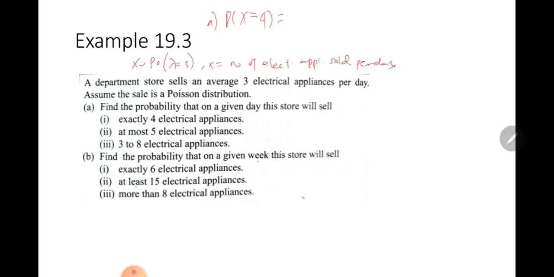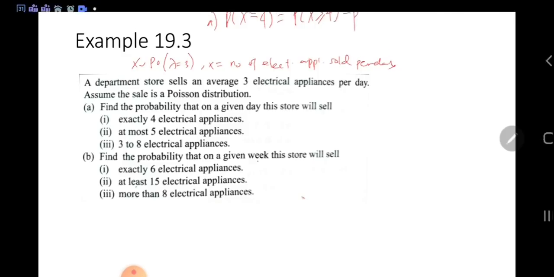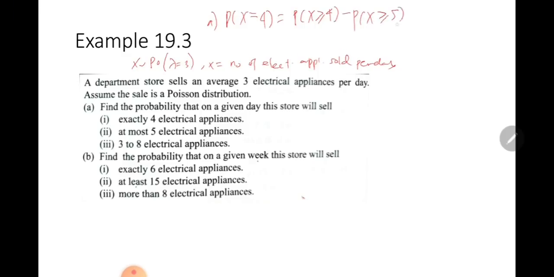So you can choose to use the statistical table or the formula. If I use the table, Px greater than 4 minus Px greater or equal than 5. So I will get 0.3528 minus 0.1847. You look at the statistical table, lambda equals to 3, R equals to 4 and 5. So you will get the answer.